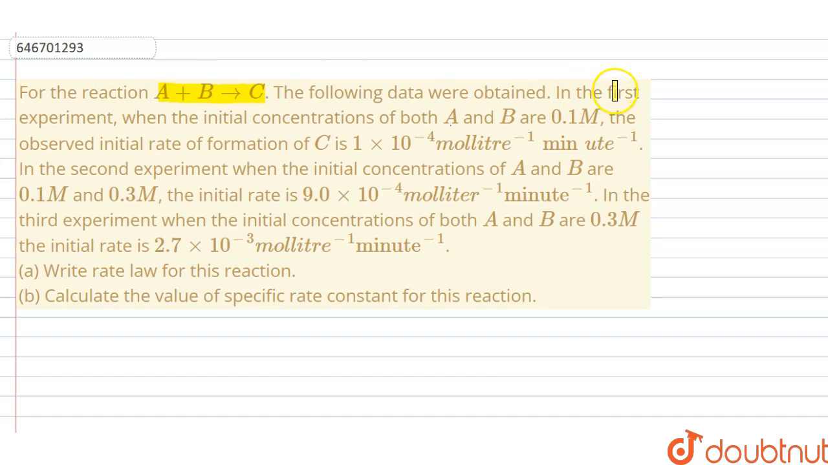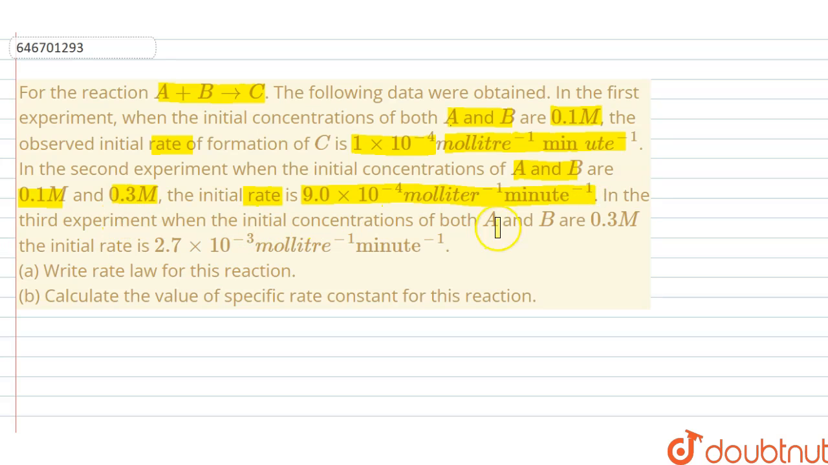Hello students, the question is: for the reaction A plus B gives C, the following data were obtained. In the first experiment, when initial concentrations of both A and B are 0.1 molar, the observed initial rate of formation of C is 1 into 10 raised to power minus 4 mole per liter per minute. In the second experiment, initial concentrations of A and B are 0.1 molar and 0.3 molar.